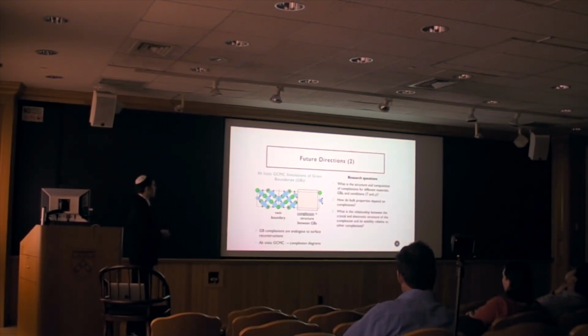And then finally, what is the relationship between the crystal and electronic structure of the complexion and its stability relative to others? And so this is along the lines of using machine learning to understand structural and electronic properties of the system and mapping them to something like stability or a property of interest that we're interested in.